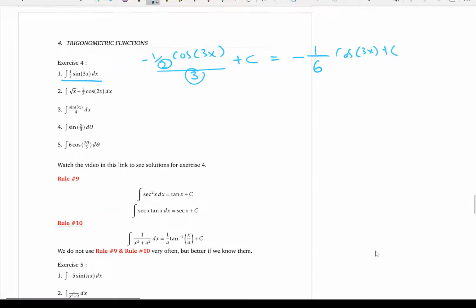Okay, let's do this problem. You have to integrate square root of x minus 2 over 3 cosine 2x.